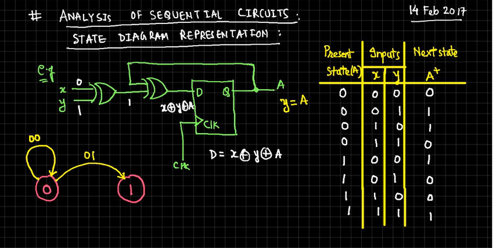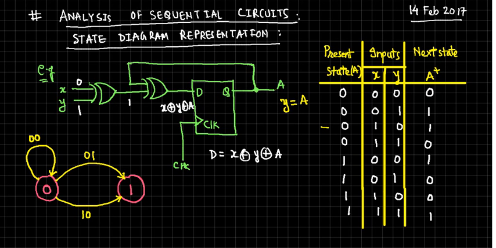Then go to the next one. The present state is 0, and if the input is 1 0, then it will go to 1. It will go to 1 when it is 1 0. Is that okay? Now this third case, the third row, this one.